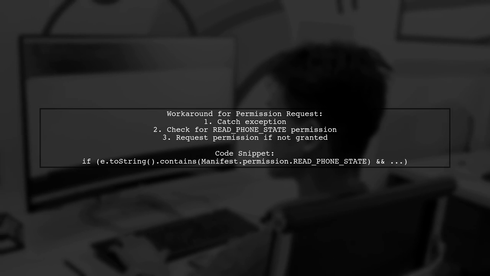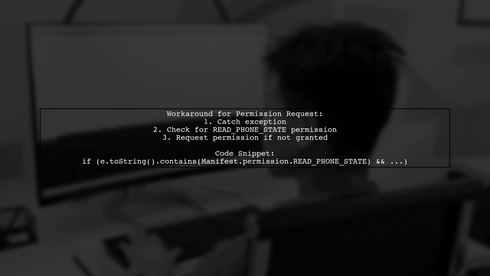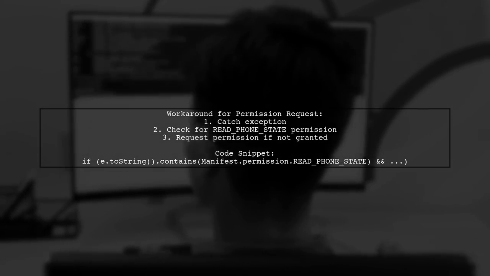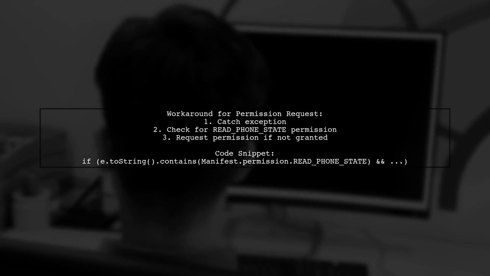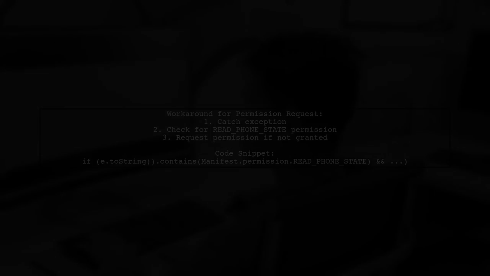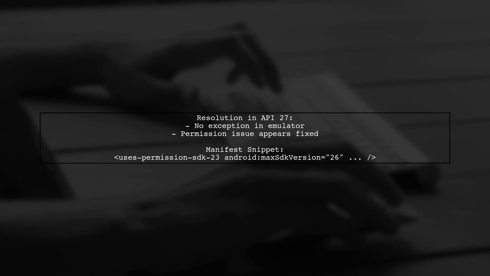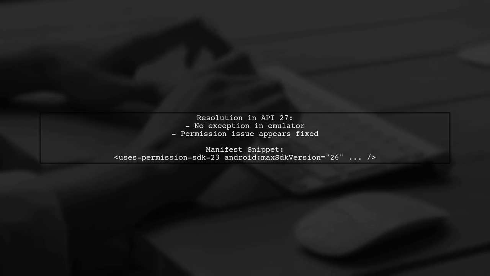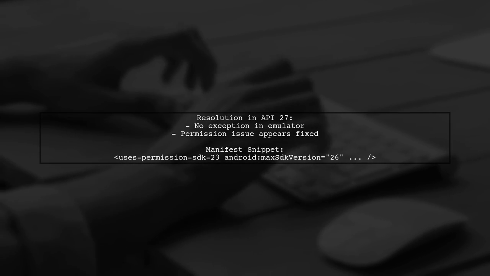To handle this, a workaround is implemented. If the exception indicates a lack of permission, the app requests the read phone state permission. This issue seems to be resolved in API 27, as the emulator does not throw the exception in that version.